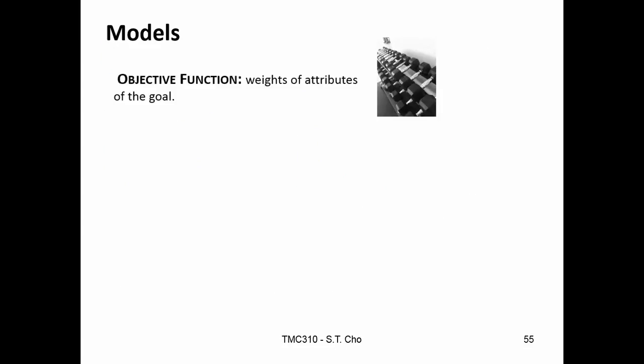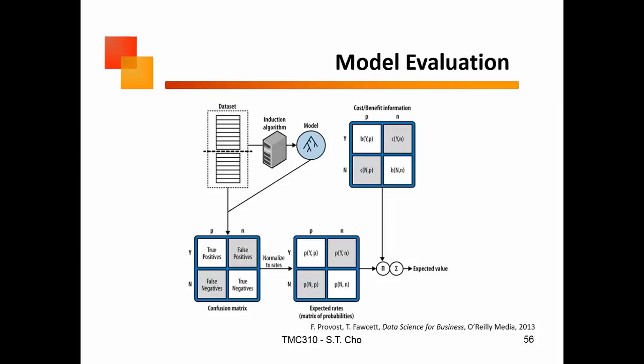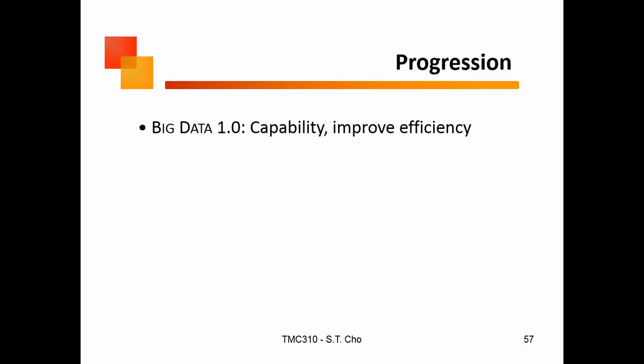In terms of models, I won't go over this in detail, but here are the different kinds of data models that they look at and they're interested in. That's objective functions, or what are the weights of attributes. That's kind of like regression in DOE. How do we balance things between lab testing and field prediction? Here's what an actual model evaluation is: based on that data, I want to create some kind of predictability. That predictability comes through probability, and probability gives me expected values, so I can figure out what my actual cost benefits are.